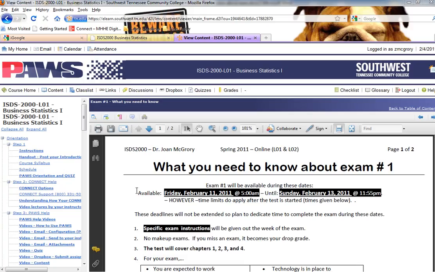So the availability window is from Friday morning at 5 a.m. until Sunday night 11:55 p.m. Don't cut it this close, because remember that 11:55 is not 11:55 on your watch, not 11:55 on your computer. It is 11:55 on the Connect server. So if you email me at 11:52 and tell me that the system has shut you out, well, that's because your clock is wrong. And so you are going to be trapped.